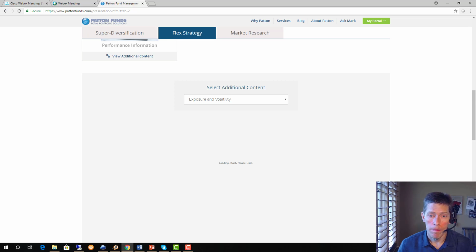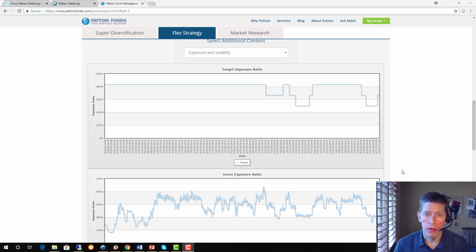I'm going to pause for a second. All right, so these graphs have loaded here. So up at the top is what we call the target exposure. So our goal is to be 500% exposed, or 5 times the capital. So that's this level right up here, 500%.